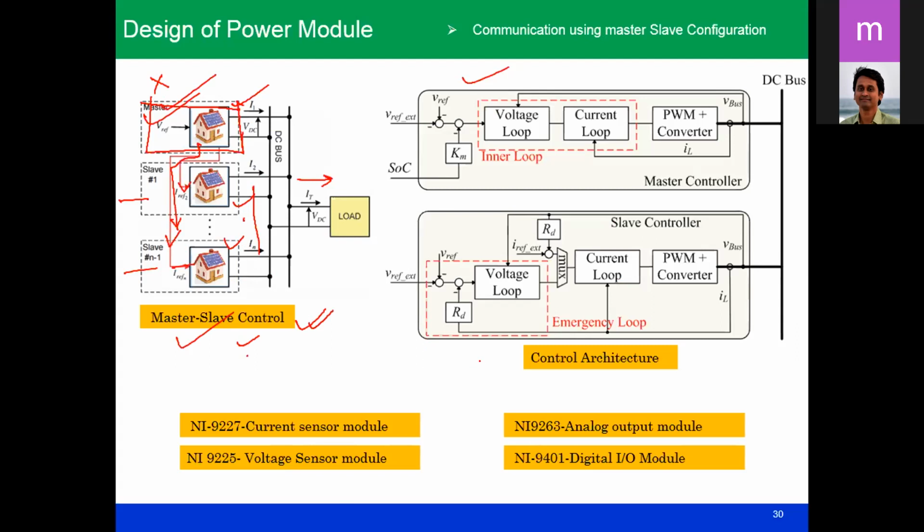This is the input and outer loop, the current loop is there, and the voltage loop is also there. I do not have time, so I will skip that discussion. So 9227 is the current sensor module, and 9260 modules like these are required so that you can design the hardware.